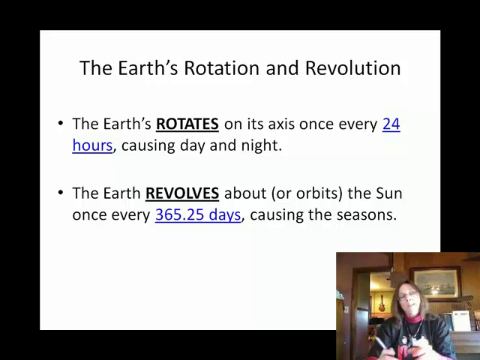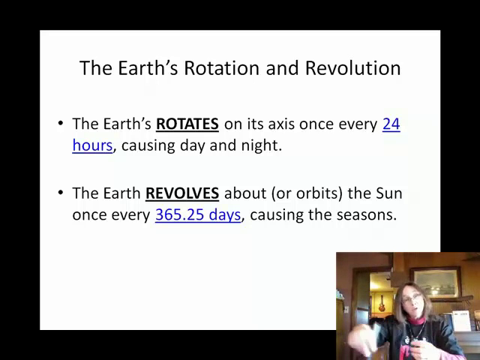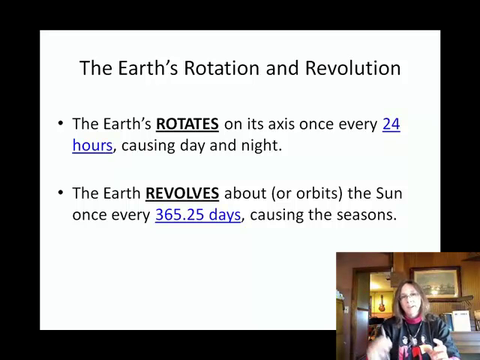The other R we need to make sure we're all on the same page about is that the Earth revolves or orbits the Sun. The Earth completes one revolution about the Sun in about 365.25 days. And so we'll be talking more about this Earth-Sun system. As the Earth orbits or revolves about the Sun, that's when we get our seasons.